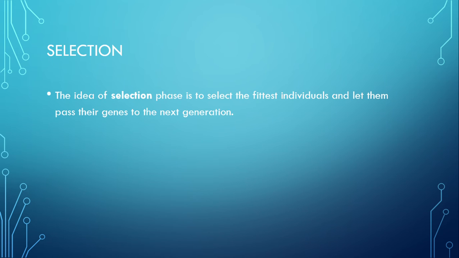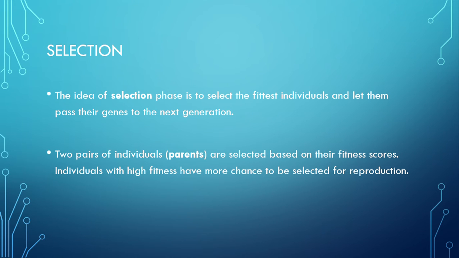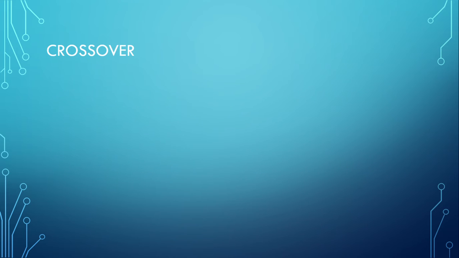The next thing, selection. The idea of the selection phase is to select the fittest individuals and let them pass their genes to the next generation, as I discussed in the previous example. But let's discuss another example which is based on binary numbers that we will discuss later in the further slides. Two pairs of individual parents are selected based on their fitness score. Individuals with high fitness have more chance to be selected for reproduction. That's a common thing. That which has more fitness will be selected for reproduction.